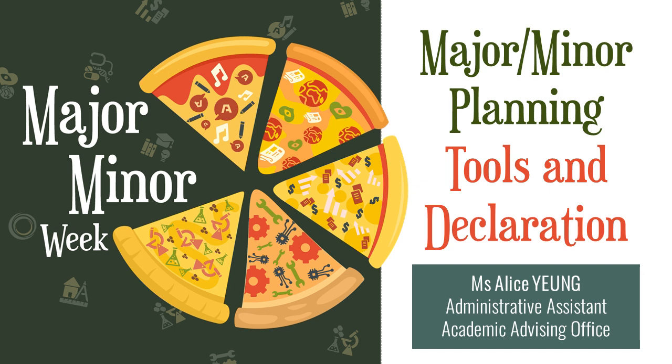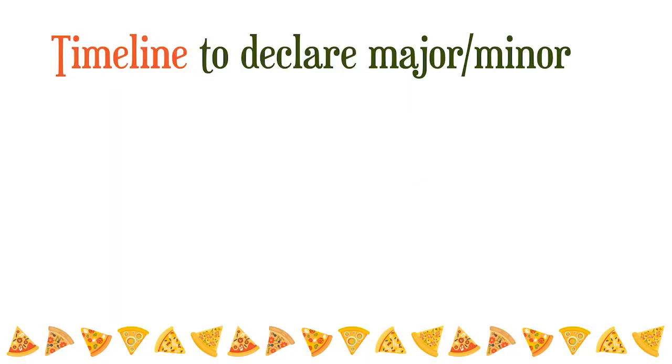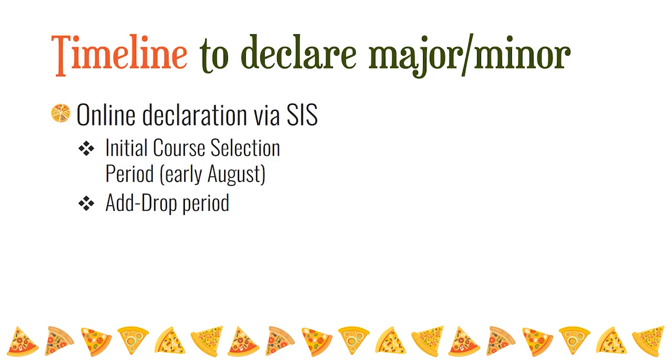So the first thing is the timeline. First of all, most of the major and minor is done by self-declaration through the SIS system. So it is open during the course selection period as well as the add-drop period.